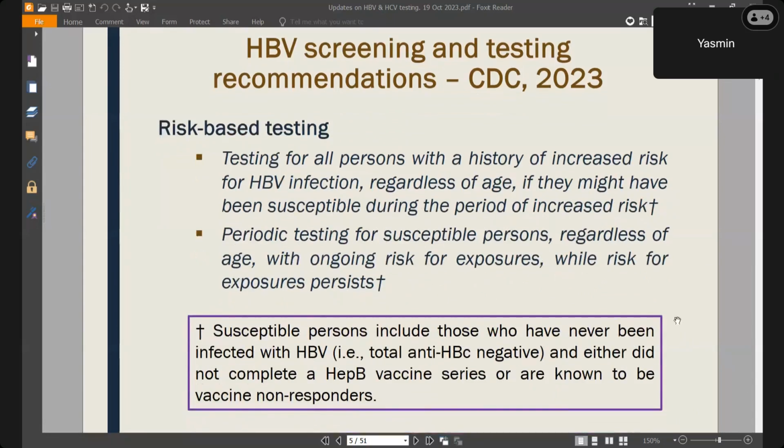And there's this group called risk-based testing. Basically, you're talking about testing all those with increased risk of infection.